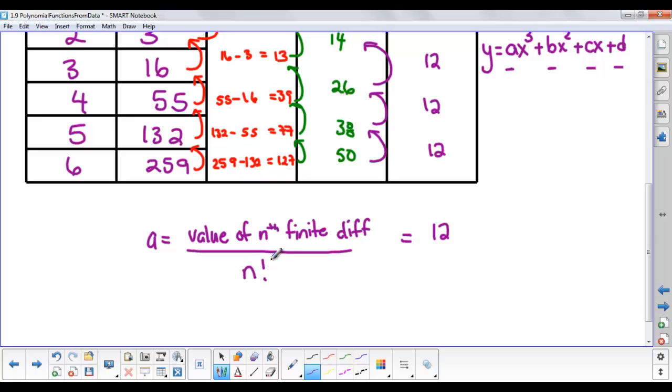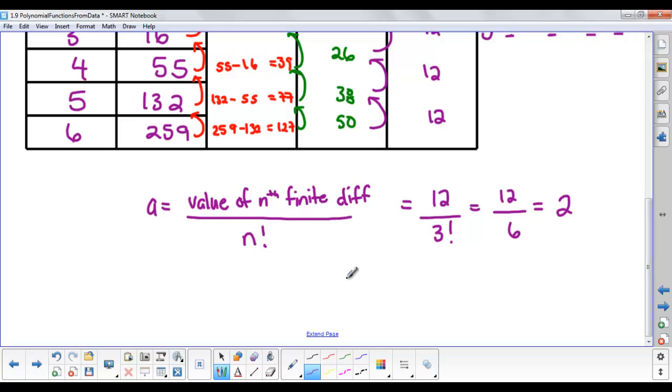And then n, again, represents the difference that we had to go to, so I'm going to divide by 3 factorial. Okay, let's calculate 3 factorial. 3 times 2 times 1. And then do our division, and finally we end up with an a value of positive 2. So I can rewrite the above function as y equals 2x cubed plus bx squared plus cx plus d.